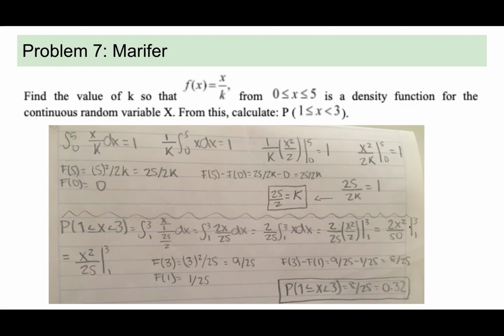Sorry if I said it wrong. And simplify it more. And then we have to substitute 3 and 1 in this function. And then we will basically have 9 over 25 and 1 over 25. We do the subtraction, and we get 8 over 25. And basically, this is our answer for the probability of this problem. And this is basically all.